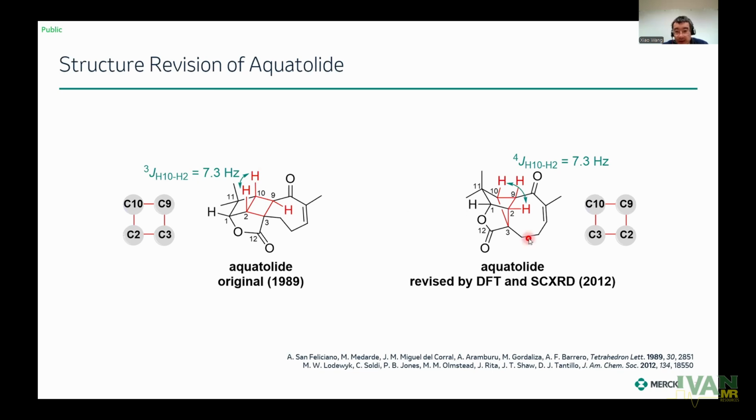However, if you look at the revised, correct structure, this 7 Hz coupling is actually from a 4-bond W-type coupling, but it's a huge number. It's a huge coupling for a W-type coupling. If you look at the carbon skeleton, the original arrangement is C10, C2, C3, C9. But in the revised structure, C3 and C2, these two carbons, were switched, becoming C10, C3, C2, C9. So C2 is no longer directly connected to C10.